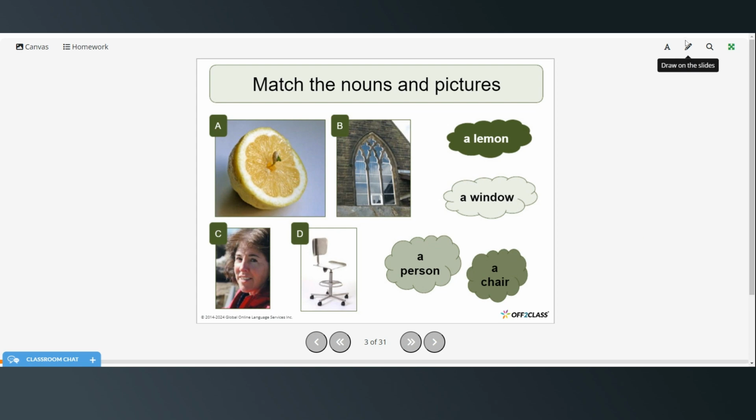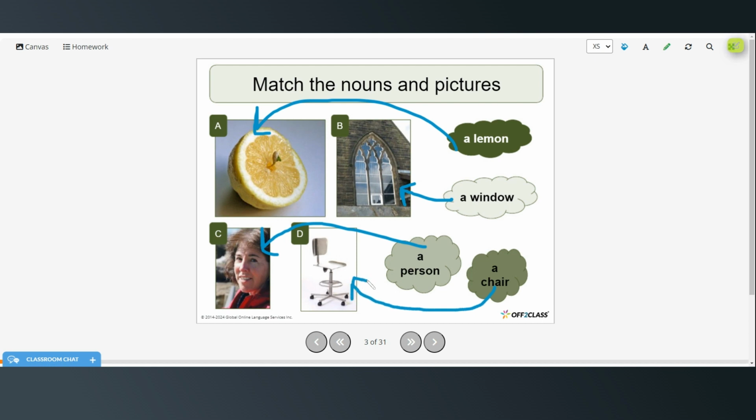Here are a few more. A lemon, it's picture A. A window, picture B. A person, picture C. And a chair, picture D.